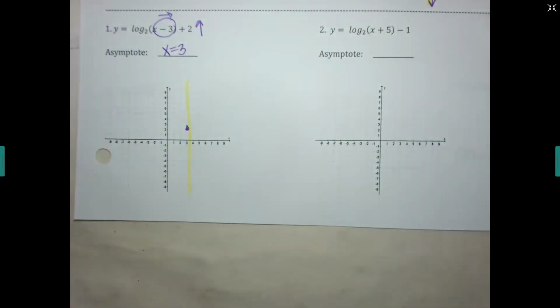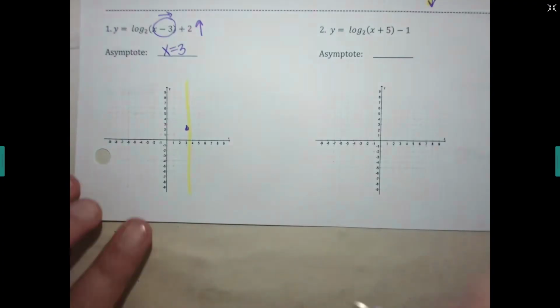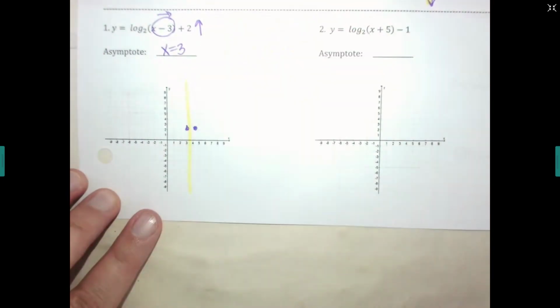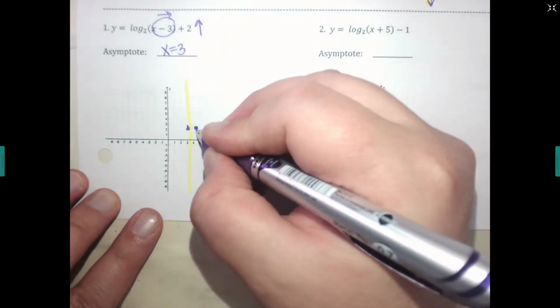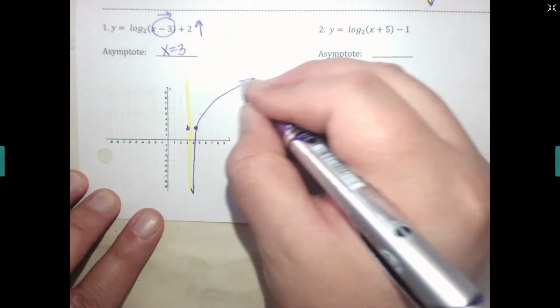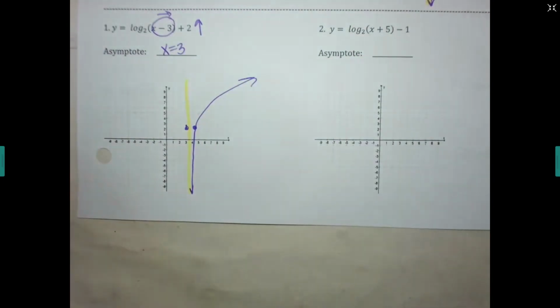Now for exponentials, I go 1 dot up. For logarithms, I go 1 dot to the side. So I'm going to put my dot right here. And then I'm going to go down and towards, up and away. And that's what your graph would look like.